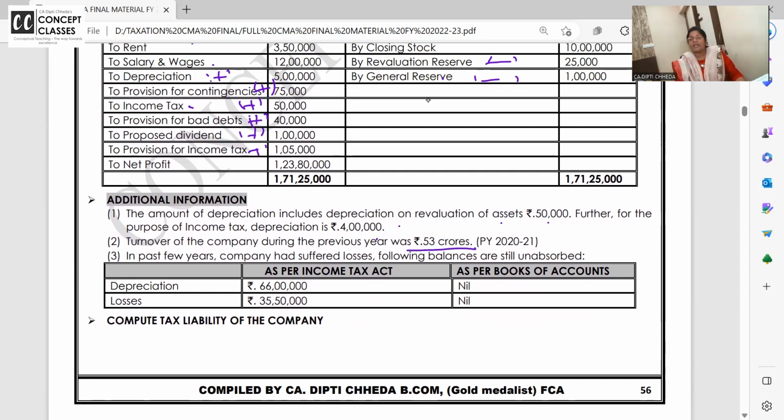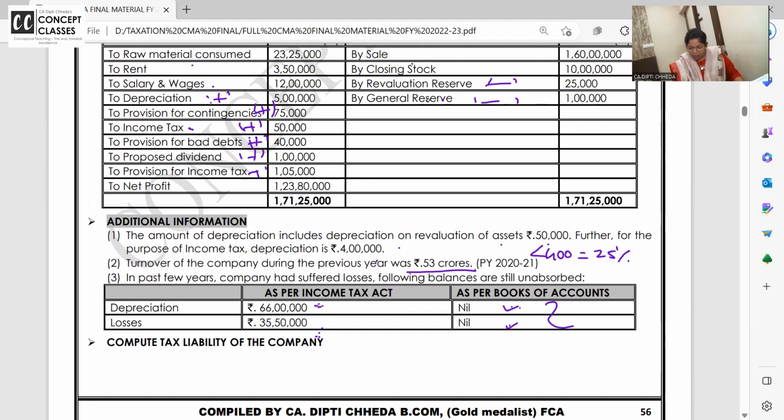Turnover is 53 crores. If your turnover is less than 400 crore, how much it is allowed? How much tax you need to pay? Regular tax, 25%. And as per books of accounts, depreciation or loss, whichever is lower, but nothing is there. As per income tax, depreciation is also given, loss is also given, so you can deduct both. In homework, if you have deducted whichever is lower, your answer is wrong.